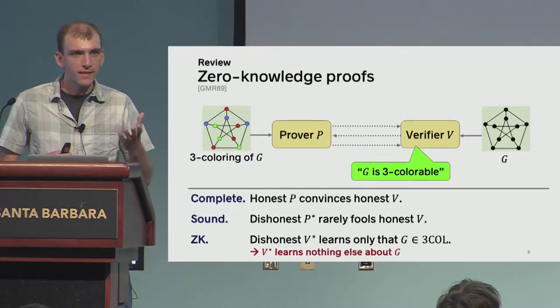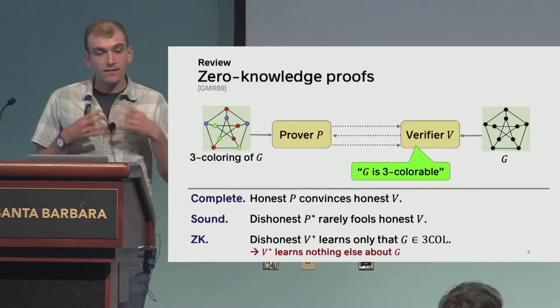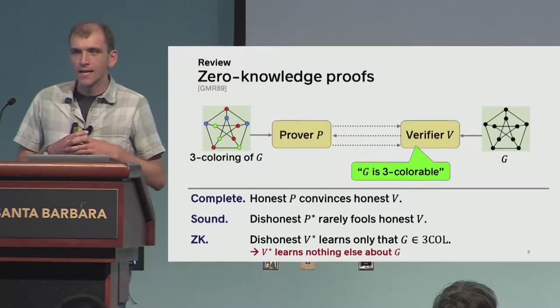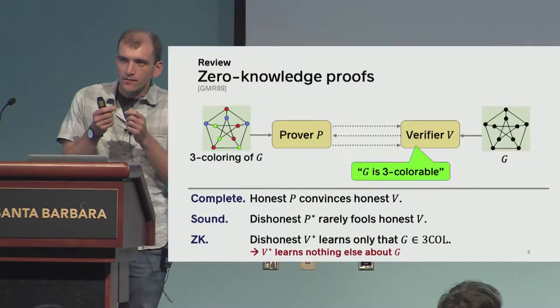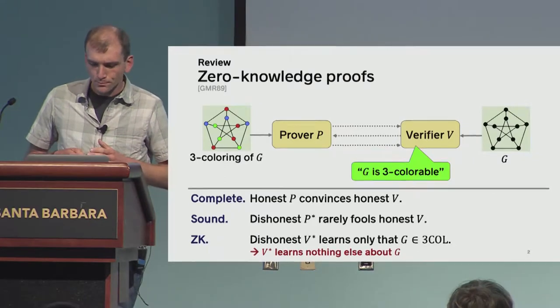So for this proof system to be useful, it should satisfy a number of properties. It should be complete in the sense that an honest prover should convince an honest verifier. It should be sound in the sense that a cheating prover should rarely fool an honest verifier. And it should be zero knowledge in the sense that a cheating verifier shouldn't learn anything about the graph apart from the fact that it's three-colorable.